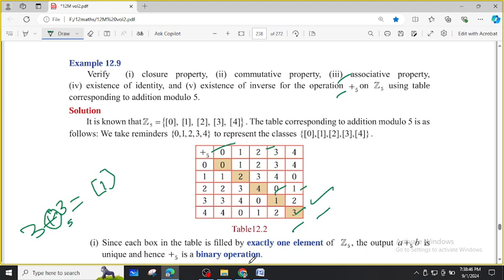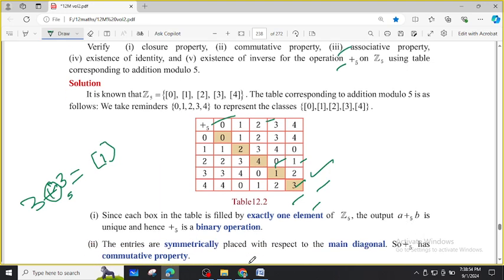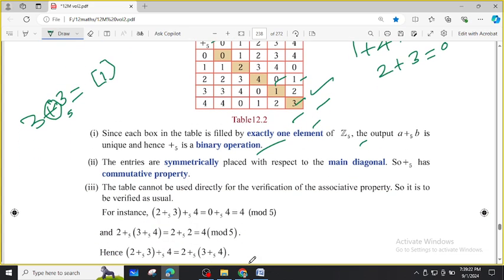So it is closed, commutative, associative, and 0 is the identity element, and inverses exist. Inverse we can easily find. For 1, what is the inverse? 1 plus 4 gives 0 in additive modulo, so 4 is the inverse for 1. For 2, the inverse is 3, since additive modulo gives 0. Similarly for 3, 2 is the inverse, and for 4, 1 is the inverse. So it has inverses, and it is commutative.